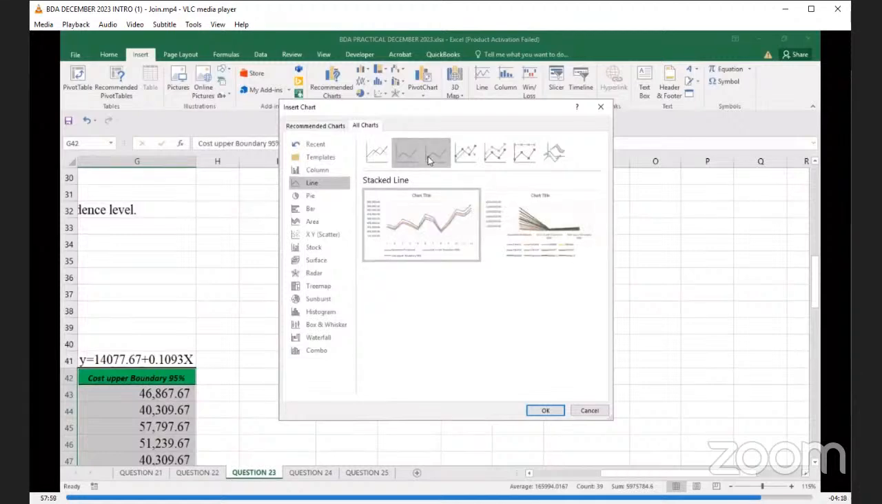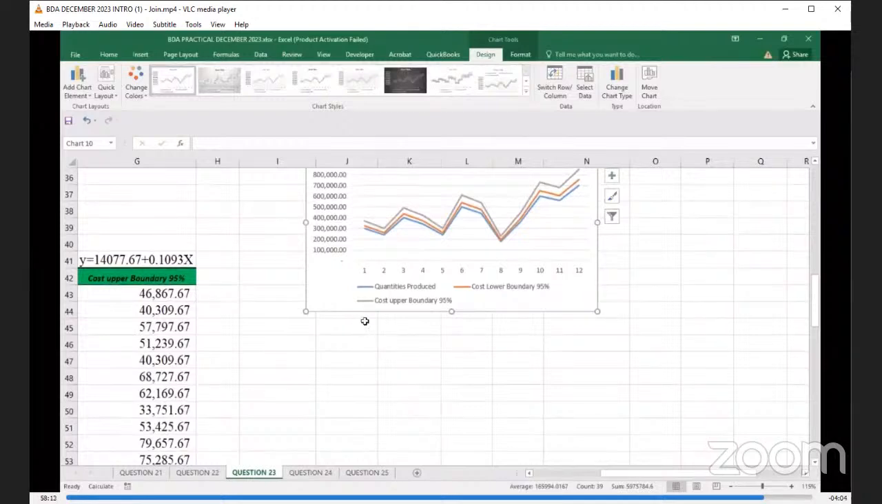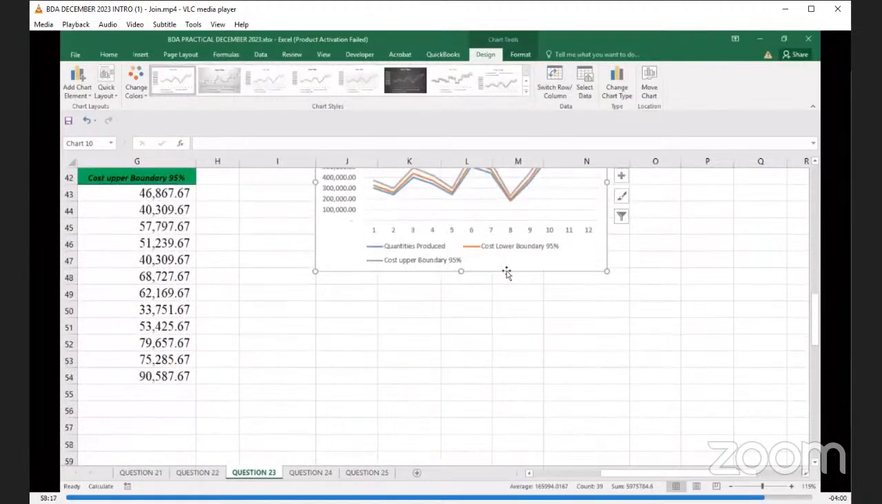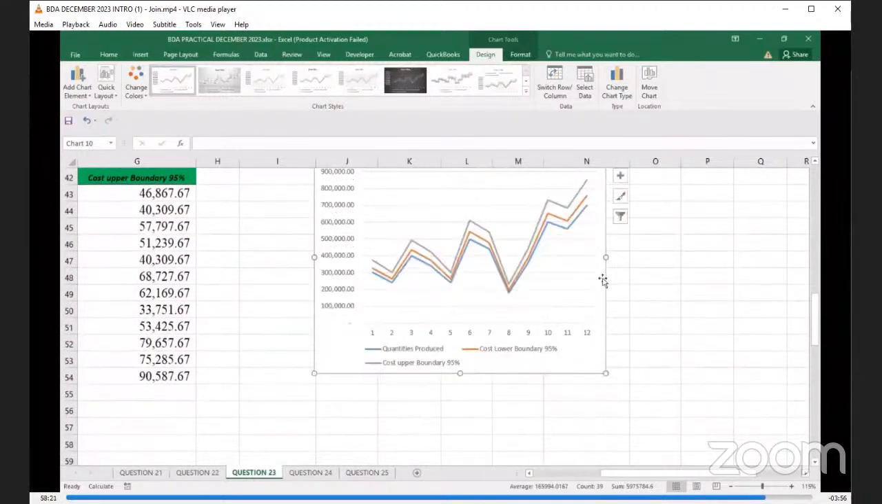Which one will fit us best? I can decide to go with that one, it will work. See? These are charts.